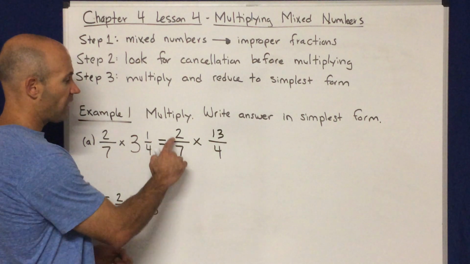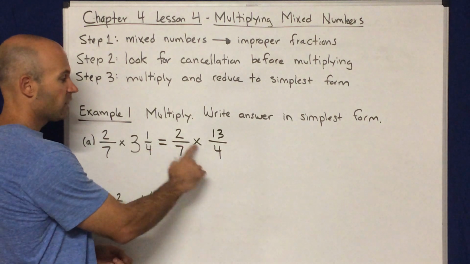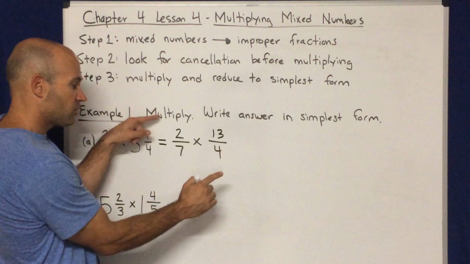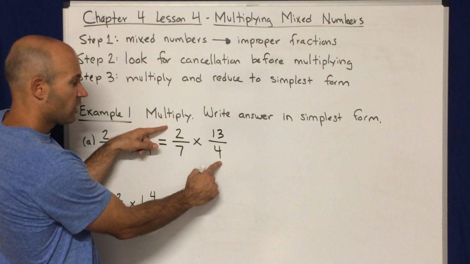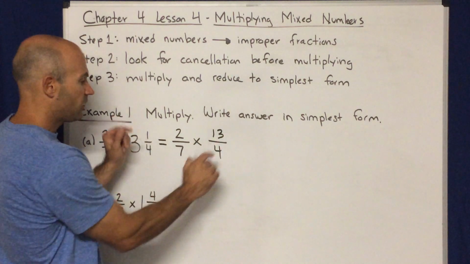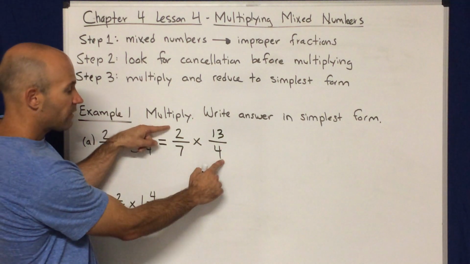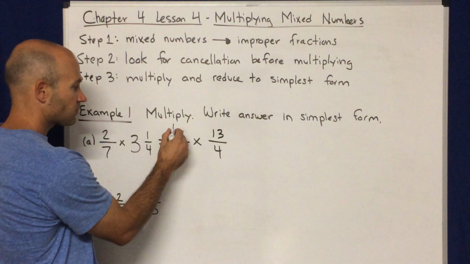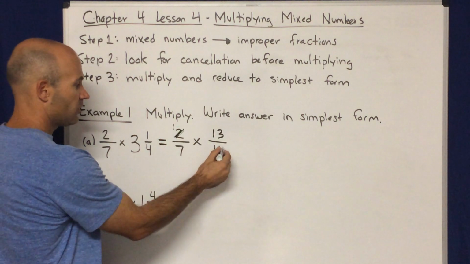So here I notice that I have a 2 in this numerator and a 4 in this denominator, so I can cancel. Remember, we can only cancel between a numerator and a denominator. We wouldn't be able to cancel any common factors, say, between this 2 and 13. That wouldn't be allowed. But 2 and 4, they have a common factor of 2. So 2 goes into itself once, and 2 goes into 4 twice.